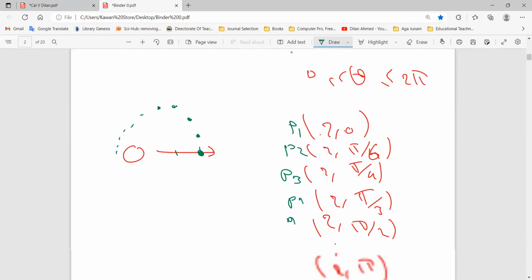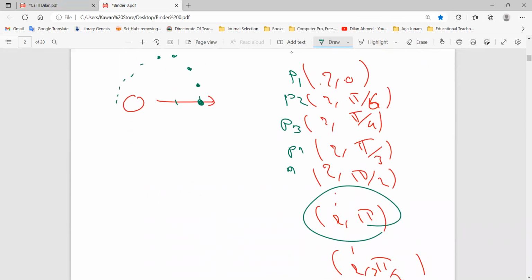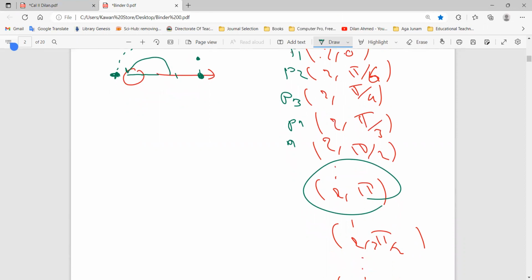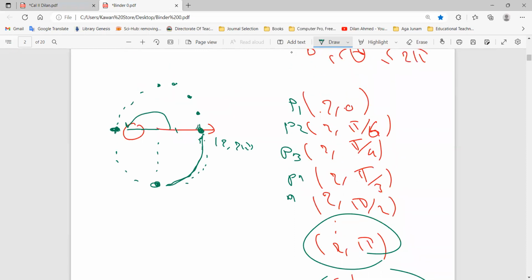And I will get what? 2 and pi. So here's pi, 1, 2. So here I am, right? And 2 and 3 pi over 2. So here I am again. And go till 2 and what? Till 2 and 2 pi again, right? So if you see, I'll get what?